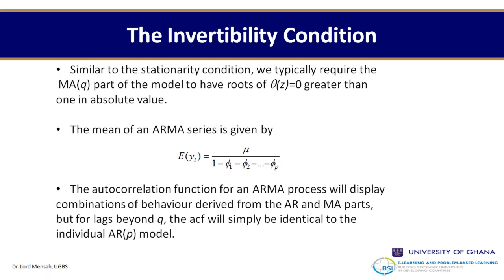So if we go through the process of invertibility, then we can derive the mean of the ARMA series to be equal to mu, which is the average, divided by 1 minus phi 1 minus phi 2, those are the coefficients of the AR part of the series. So the autocorrelation function for an ARMA process would display the combination of the behavior derived from the AR and then the MA parts. So there are two parts coming together. But for lags beyond Q, the ACF would simply be identical to the individual AR part. So that's the time series situation.